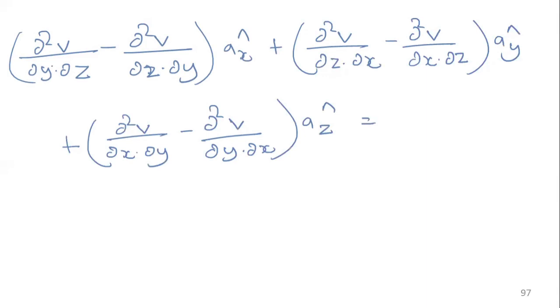So you can see the same terms: dou square V by dou y dou z minus dou square V by dou z dou y. Looking at them, they are the same terms, all of them are the same. That means we can take it equal to 0. Is it clear?